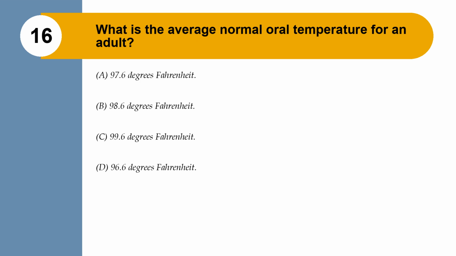Question 16. What is the average normal oral temperature for an adult? Option A, 97.6 degrees Fahrenheit. Option B, 98.6 degrees Fahrenheit. Option C, 99.6 degrees Fahrenheit. Option D, 96.6 degrees Fahrenheit.